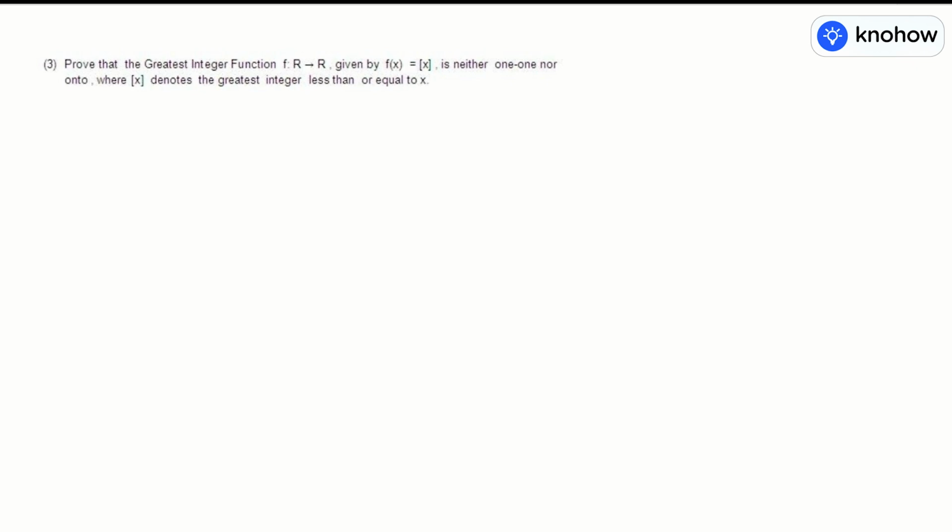Suppose the function f from R to R given by f(x) equals the greatest integer function of x is neither one-one nor onto, where this symbol denotes the greatest integer less than or equal to x. By the way, how do you define this greatest integer function? Theoretically, it is the greatest integer less than or equal to x. How do you take it numerically?